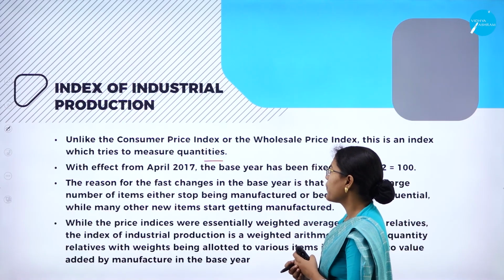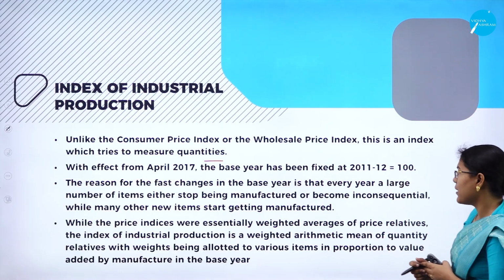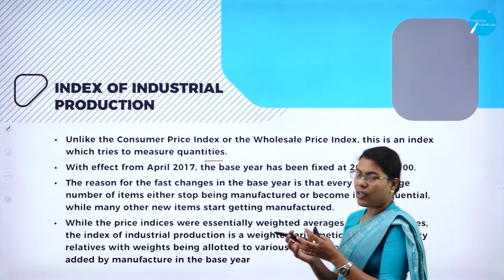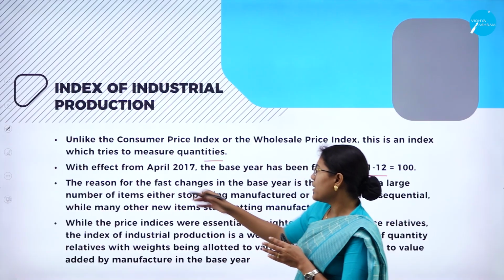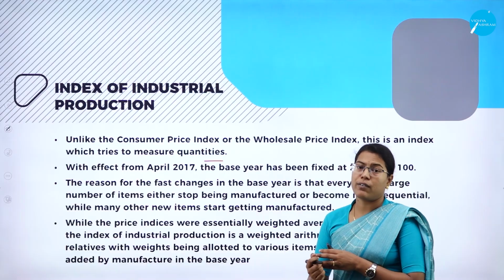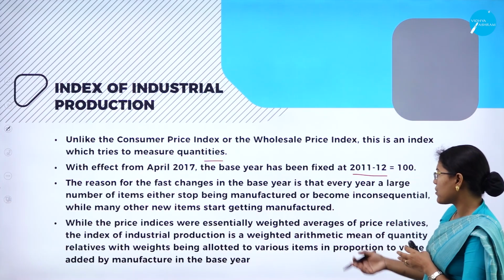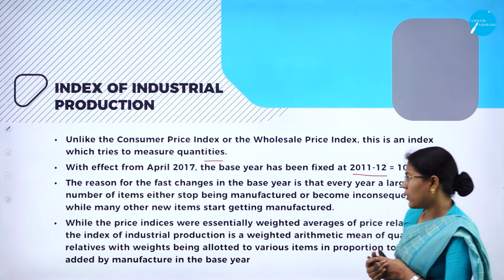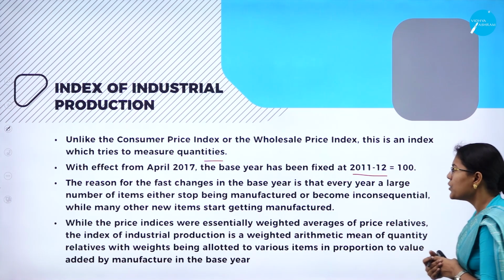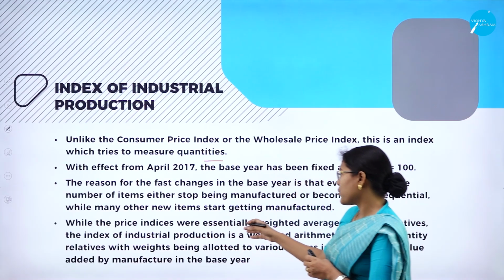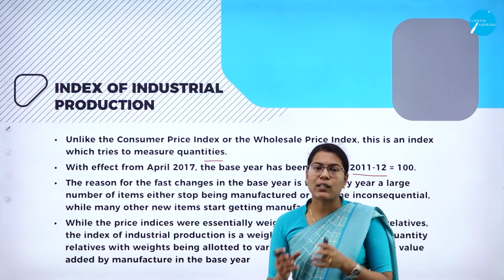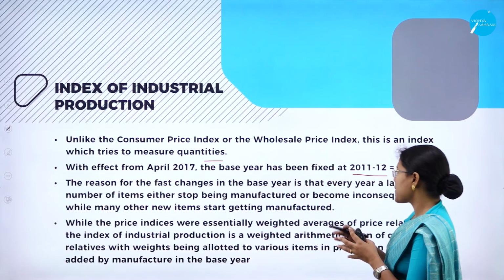So with effect from April 2017, the base year has been fixed as 2011-12, taking the base year as 100. The reason for frequent changes in the base year is that every year a large number of items either stop being manufactured or become inconsequential, while many other new items start getting manufactured. So while the price indices were essentially weighted averages of price relatives, we also need to calculate the index of industrial production.